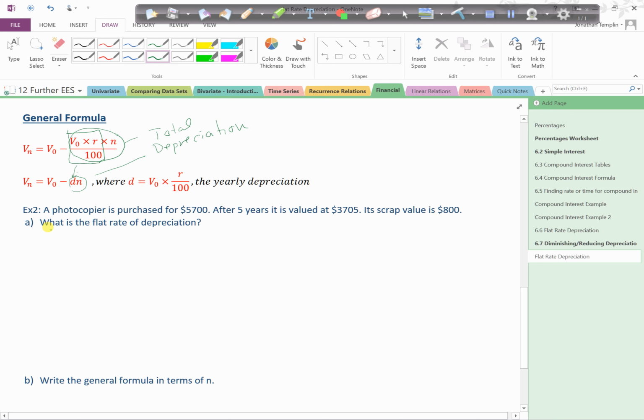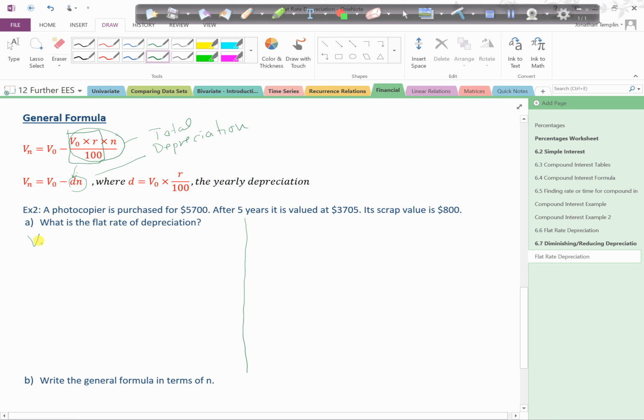So the first thing I've been asked here is, what is the flat rate of depreciation? I've been told what it starts at, I've been told what it ends at. Well, how much was it losing as a percentage per year? I'm going to think about two ways to approach this problem. First, we're just going to chuck it in the formula, see what we get, and then we'll reason through how it works.